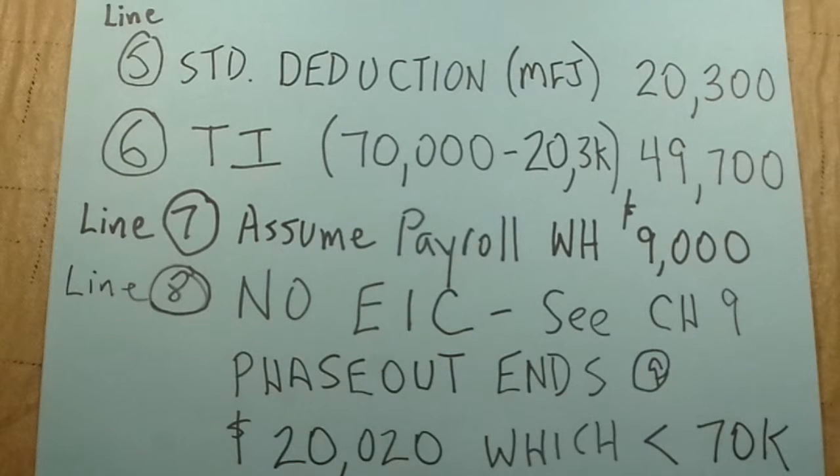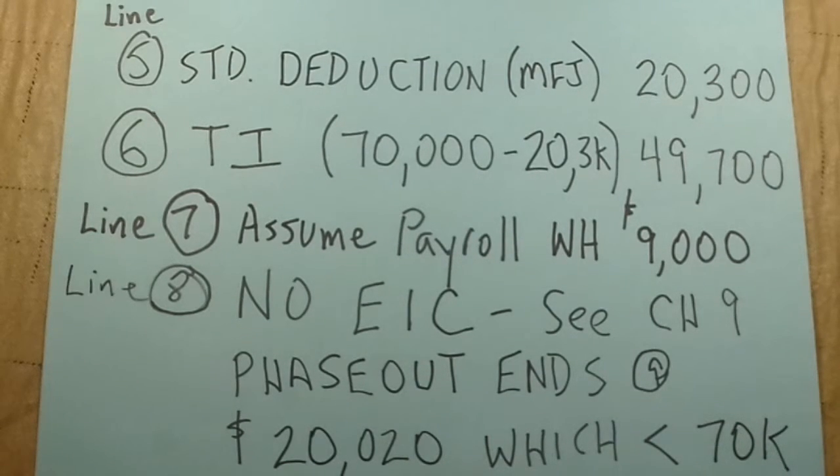Taxable income is adjusted gross income minus the standard deduction. So let's assume that payroll withholdings are $9,000, and hopefully all of you can picture what this is. This is money that actually is withheld from Dick's check and Jane's check. So each of them get a W-2 at the end of the year. Might assume each had $4,500 in federal withholdings on it, and so the total withholding is $9,000.